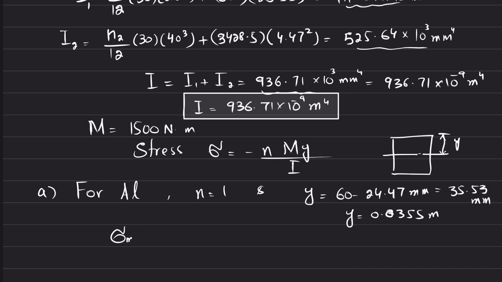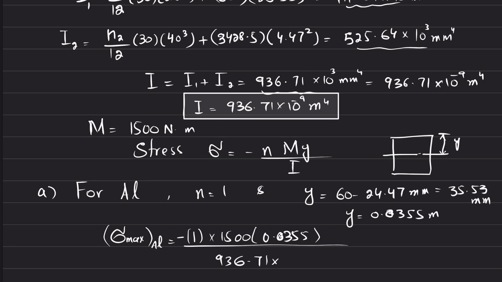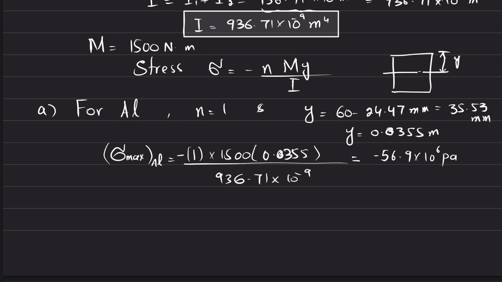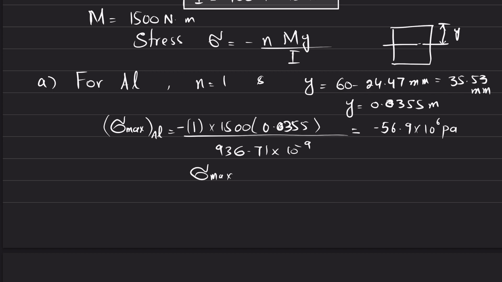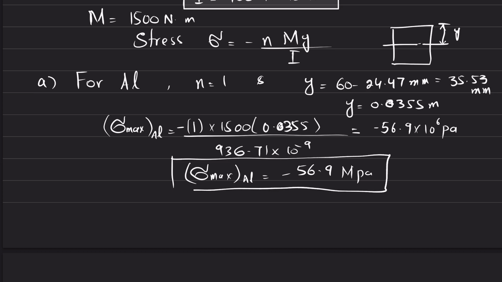So you can just put in the formula for aluminium. Maximum stress for aluminium is equal to minus n, n is 1, M is 1500, y is 0.0355 divided by I. I is 936.71 into 10 to the power minus 9. So from here you will get minus 56.9 into 10 to the power 6 Pascal. Or you can say that maximum stress for aluminium is equal to minus 56.9 mega Pascal. So this is the answer of our first part.